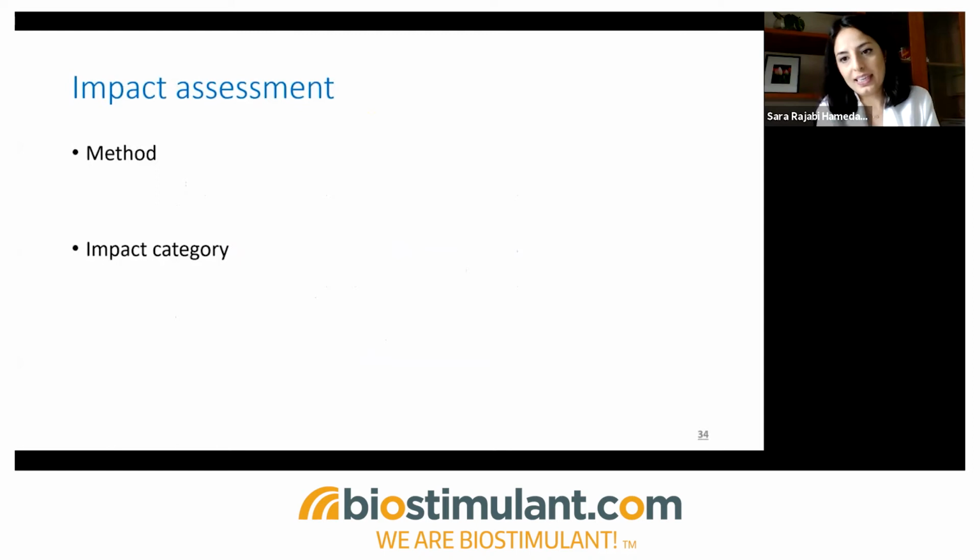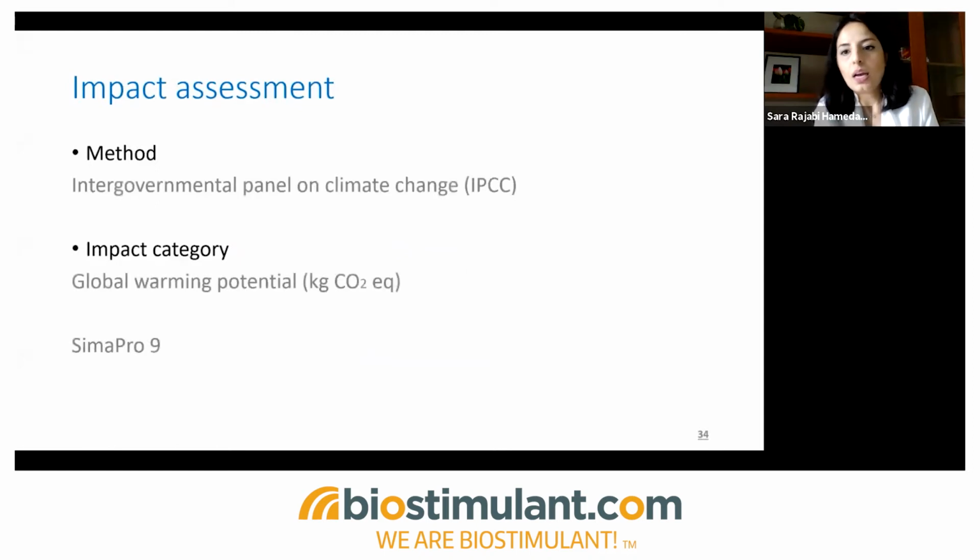For carbon footprint analysis, the Intergovernmental Panel on Climate Change, that stands for IPCC, is a method specifically developed for analyzing climate change impact. Impact assessment methods report impacts into the units as a reference to a substance. In the IPCC method, results are presented in carbon dioxide equivalents.